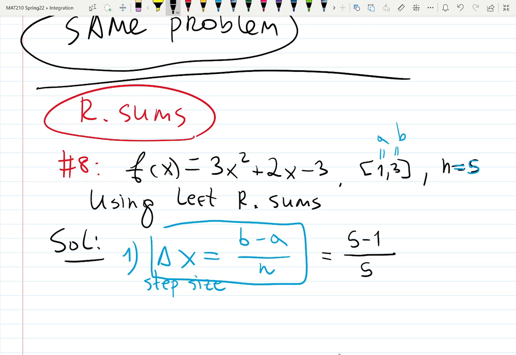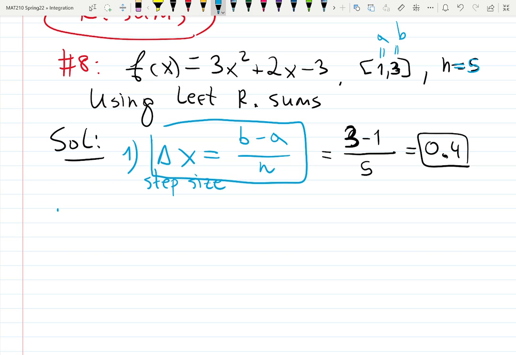The interval is 3 minus 1, which is 2, divided by 5, which is 0.4. Or you can keep it as a fraction, 2/5. Now, remember, if you use left Riemann sum, they're called L sub 5. Those are left ones with 5 sub-intervals.